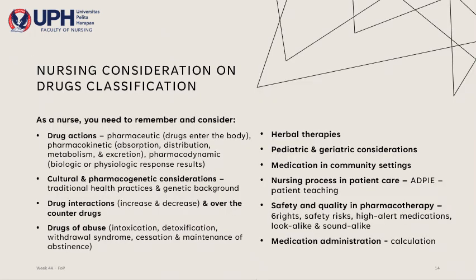Now, as nurses, what you need to consider when you are talking about drug classification. So you need to remember what's the drug action. So what's the pharmaceutics and pharmacokinetics as well as pharmacodynamics of the medicine. Then you have also to think about the cultural and the pharmacogenetic consideration. Consider the traditional health practice beliefs as well as the genetic background of your patient.